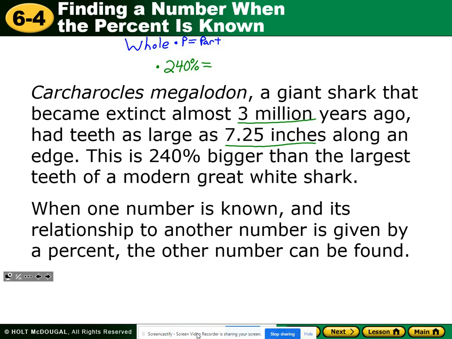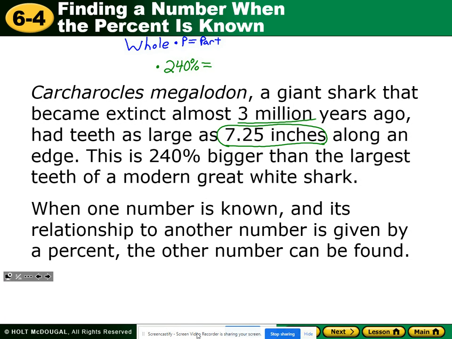and we've got 7.25 inches. Which one's an important number here, and which one is just kind of an extra number they threw in here to maybe throw us off? You have it? Yes, which one's important? Okay? Because the 7.25, that's going to help us find out how big the other tooth is, right? How big the shark's teeth are today? 7.25 along an edge. This is 240% bigger than the largest teeth of modern sharks.